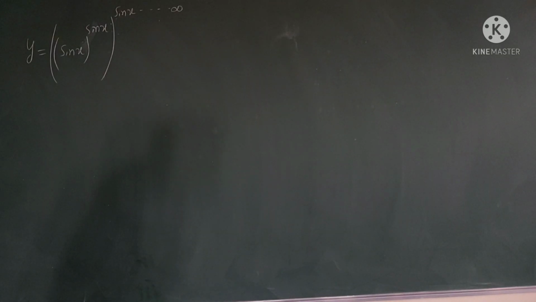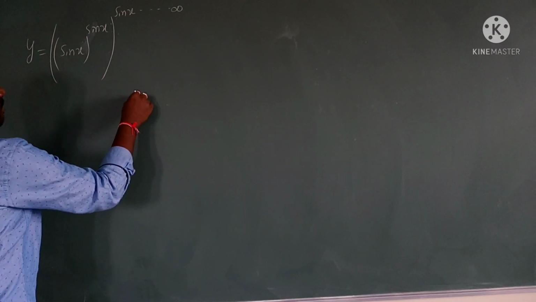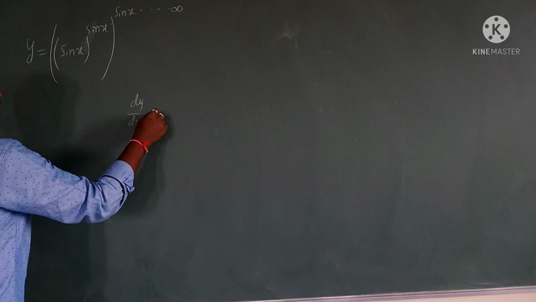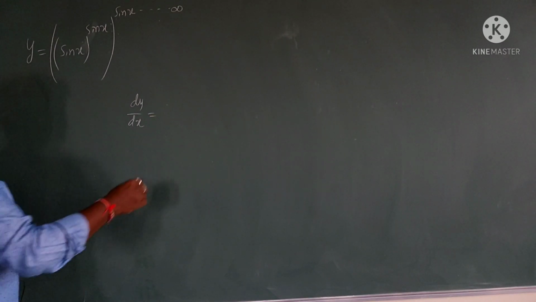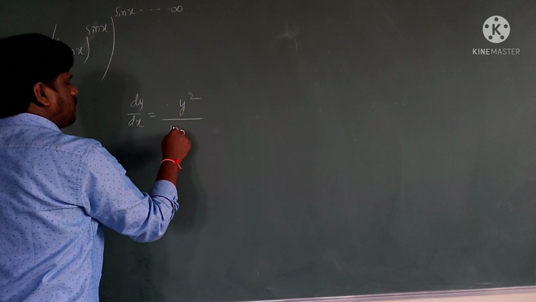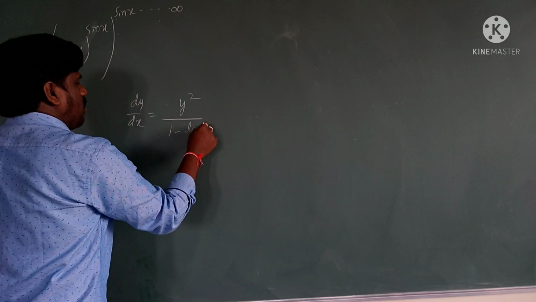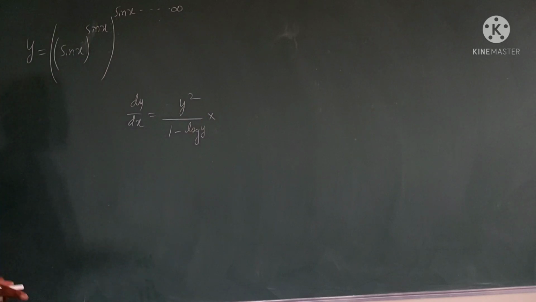y is equal to sin x to the power of sin x to the power of sin x to the power of infinity. What is the answer? dy by dx is equal to, tell me. dy by dx is equal to y square upon 1 minus log y into f dash of x is what?